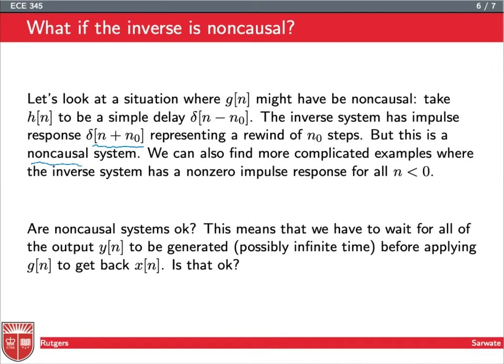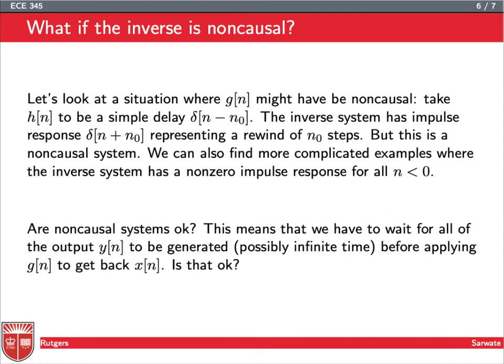And why is it non-causal? Because to produce the output at time n equals 5, I need to know the input at time 5 plus n0. And that's not possible unless I've already seen that input. So I can't do that in real time. And we talked a little bit about real-time operation of systems when we talked about causality. So we can also find more complicated examples where the inverse system has a non-zero impulse response for all n less than 0, which means I would have to wait for infinite time in order to get enough of the signal to do the inverse.